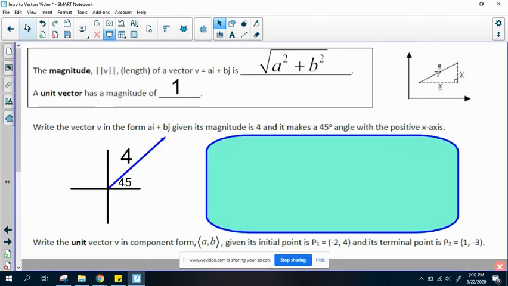So you already know this. It's the same thing as radius when we were in polar world. So the magnitude is basically your r. It is the length of the vector. So magnitude is length. And it's found by using, again, the Pythagorean theorem.